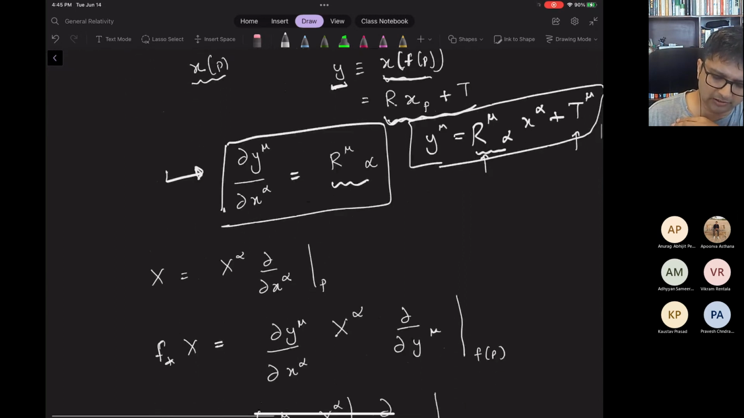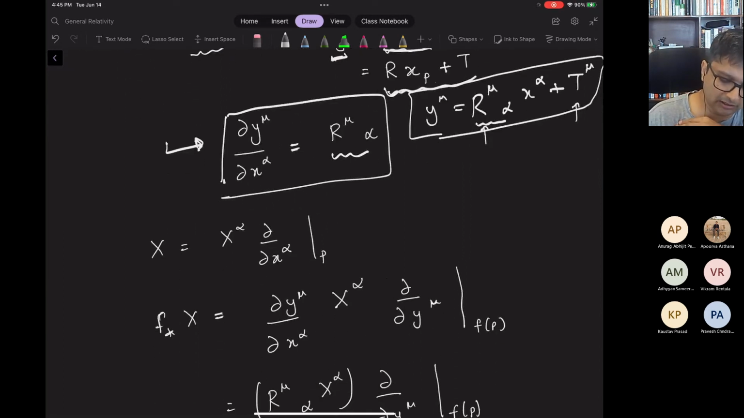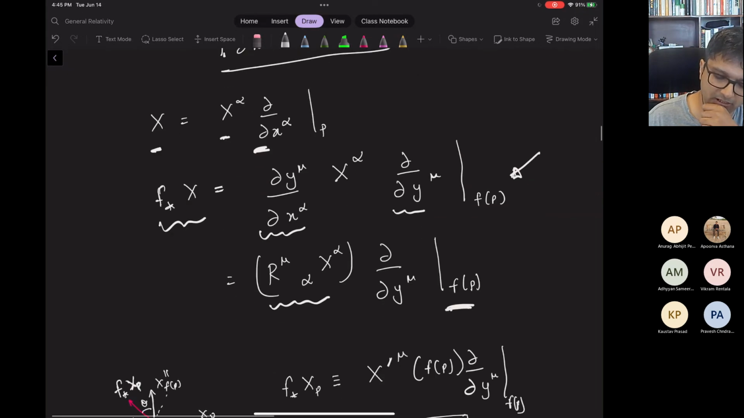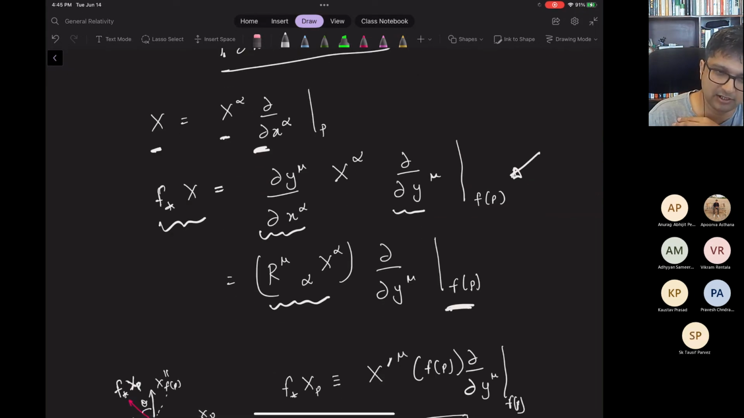So now our original x, which was x alpha partial x alpha at P, when I push it forward, what do I get? I get partial y mu partial x alpha times x alpha partial y mu, but this is now at the point f of P. And this Jacobian we evaluated, it's just this R mu alpha. So it's R mu alpha x alpha partial y mu at f of P. So this is the push forward of x. So this is understood as an equation.